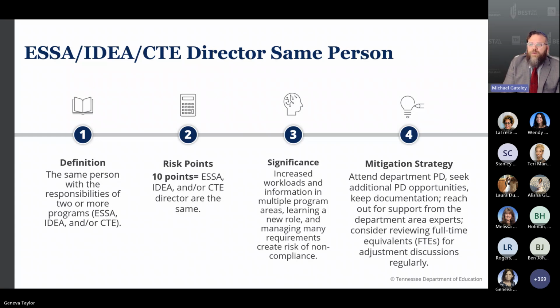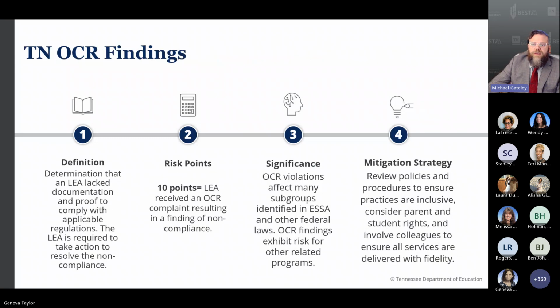So increasing that workload, we know there's a chance that things could be missed, meetings could be missed, and that kind of thing. So attending those department PDs, seeking additional PD opportunities, sending designees to meetings when applicable, and reaching out for support from department area experts is going to be important there.